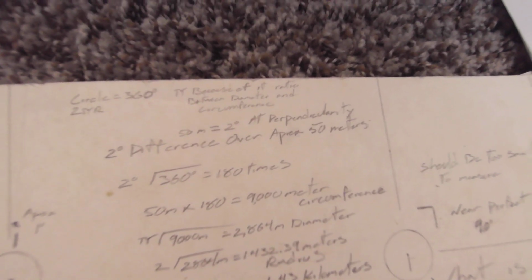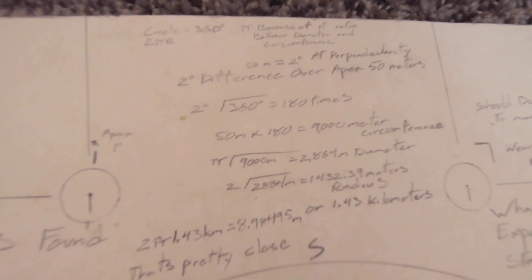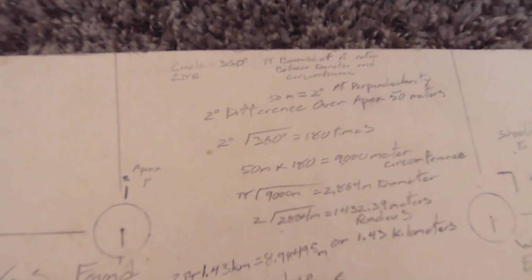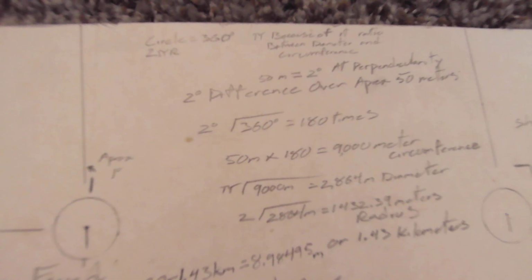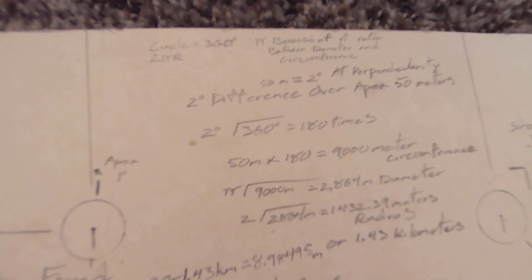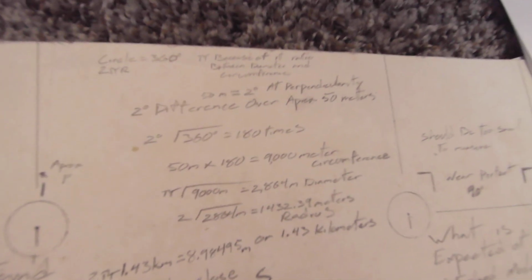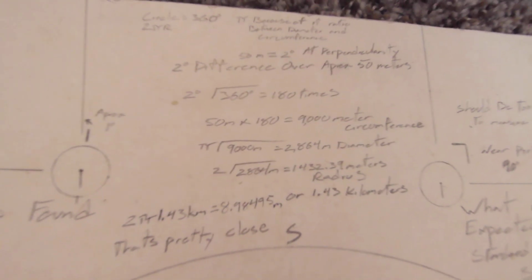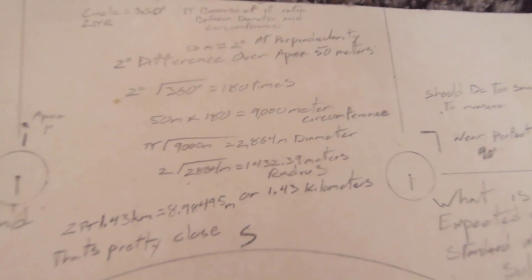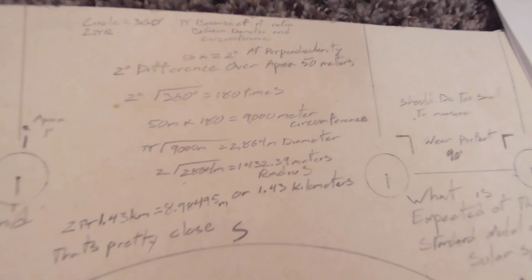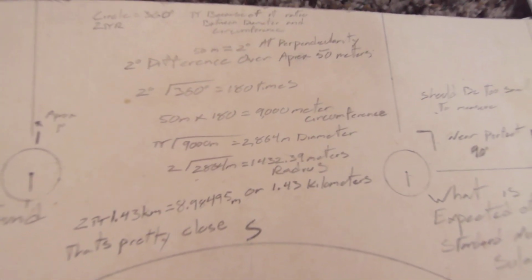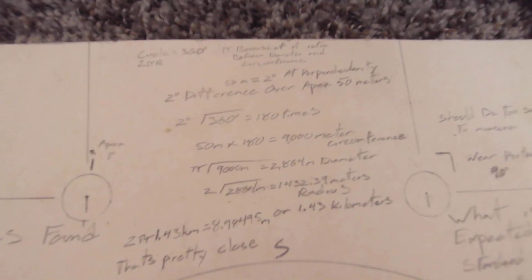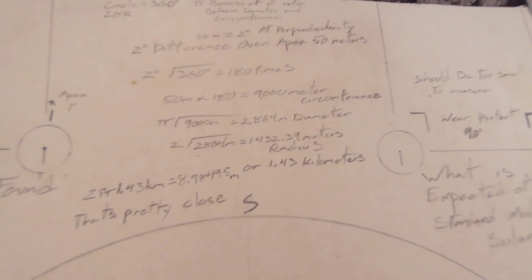When you get 50 meters across a 2 degree span, we want to know how many times that 2 degrees goes into 360 degrees, because that's how big the circle is. That's how many degrees in a circle. So it goes 180 times. So that 50 meters represents the 2 degrees. So we want to know circumference. This is essentially a 2 degree segment, so it's not a perfect circle.